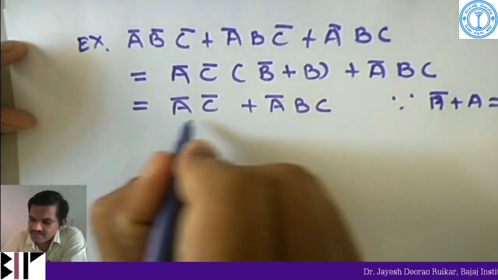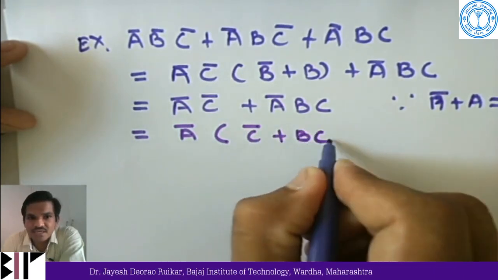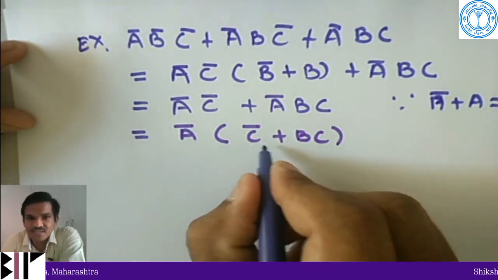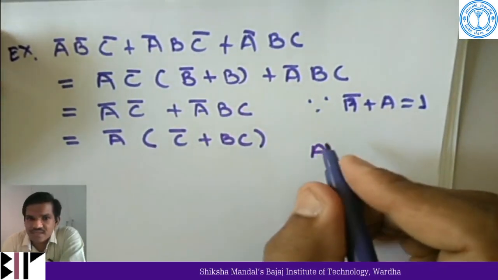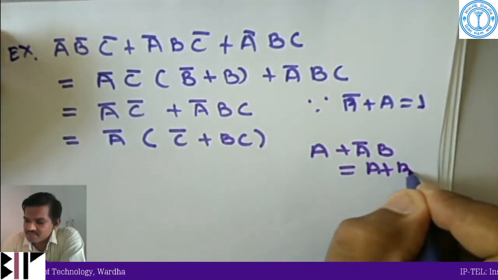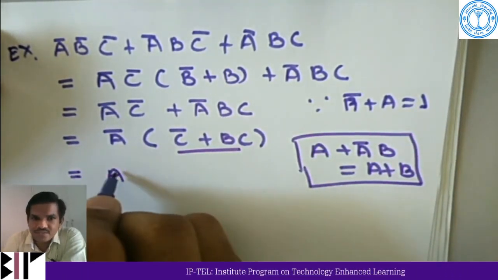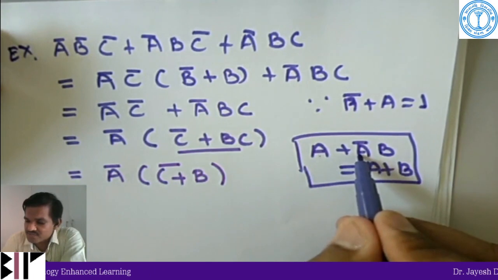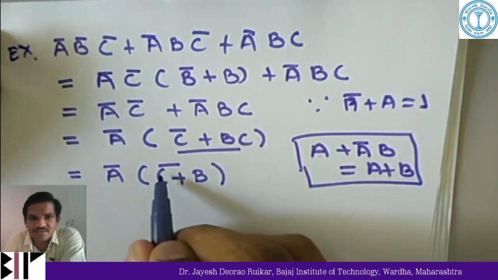Now from this we will take a bar as common, so what is remaining? C bar plus b c. Fine. So when c bar plus b c is there, we have a theorem that a plus a bar b is equal to a plus b. This is what the theorem says. So this term we can rewrite as a bar into c bar plus b, in terms of c bar plus b c, we will write it as c bar plus b.